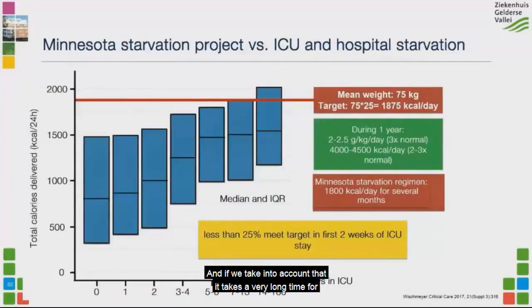And if we take into account that it takes a very long time for the patients to meet the target of this normal intake, but the healthy males during the recovery phase after this experiment were on a diet for 1 year of 2 to 2.5 grams per kg per day, so three times the normal protein intake, and 4,000 to 4,500 kcals per day. And they also had an intensive exercise program. And it took about a year for them to recover the body weight, and even the muscle mass was not optimal after 1 year.